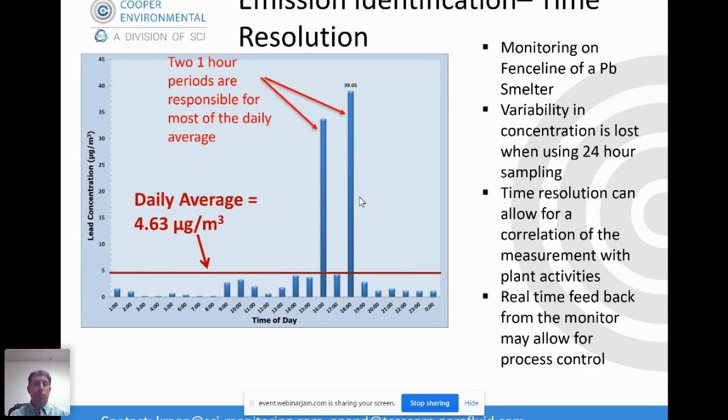And if you were operating on a plant site, for example, you might be able to use that feedback for process control to understand how you might be able to reduce your emissions. In other situations, you might be able to use this type of information to identify if a source is, say, maybe traffic or something that occurs at a particular time of day rather than at another time of day.